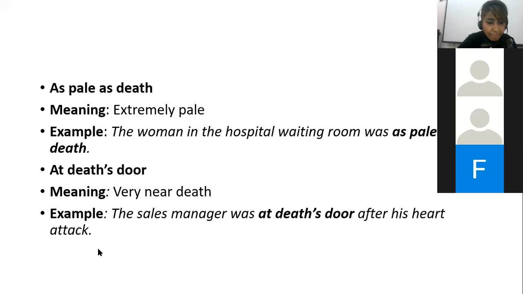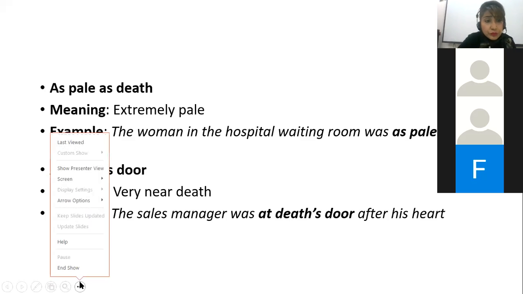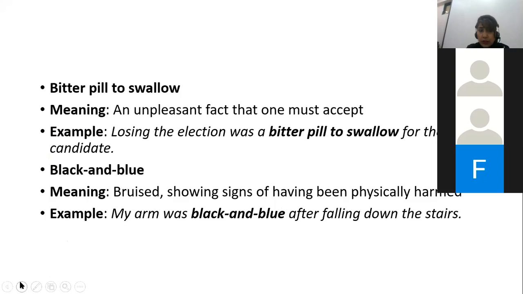Next. Okay, "bitter pill to swallow." Yeah, please, just a minute. Let me mute my mic.